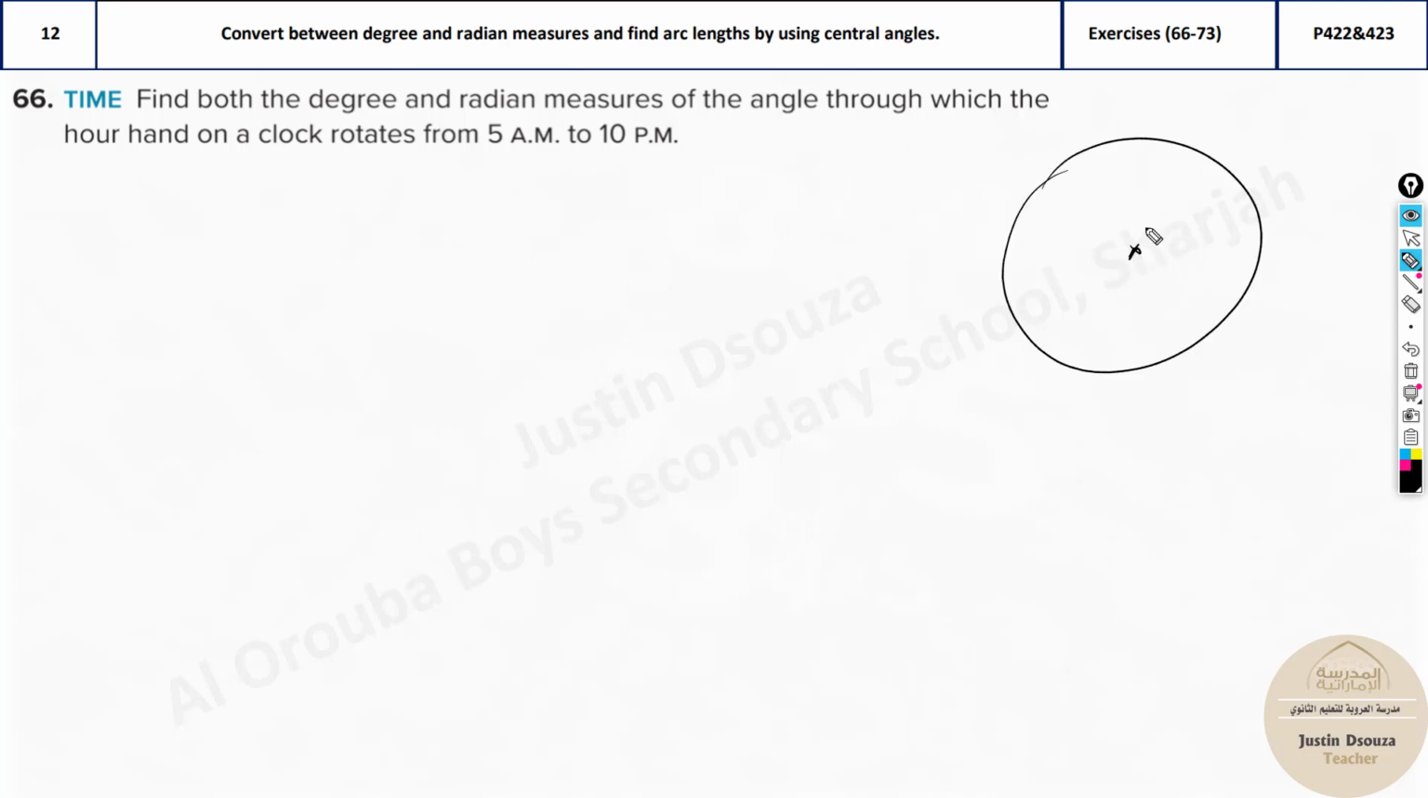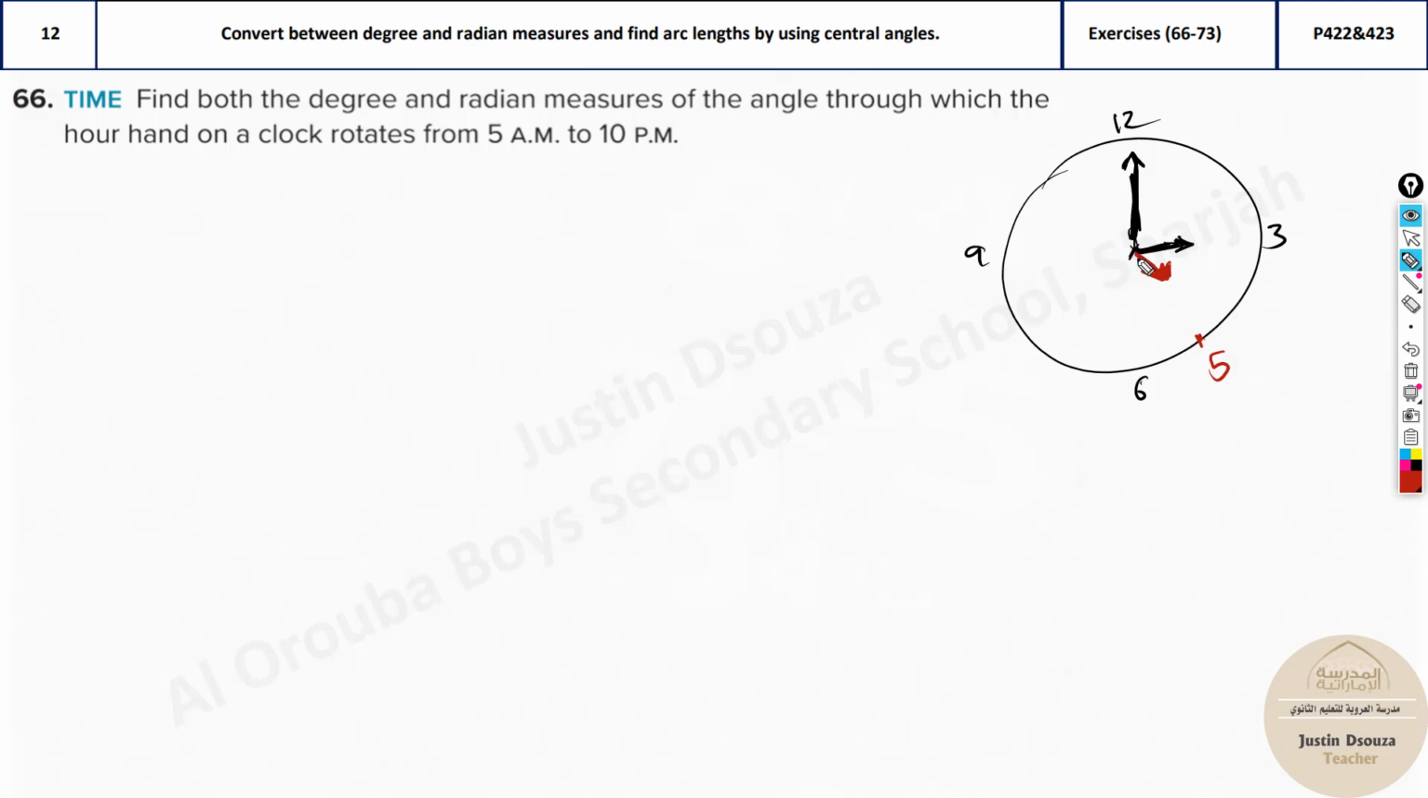You know there are two hands. One is the hour hand, the small one. The minute hand is the bigger one. Roughly, this can be 3, this is 6 and this is 9. Here we want 5. Let me change the color. 5 a.m. is somewhere over here, right? This is 5, and the hour hand is over here.